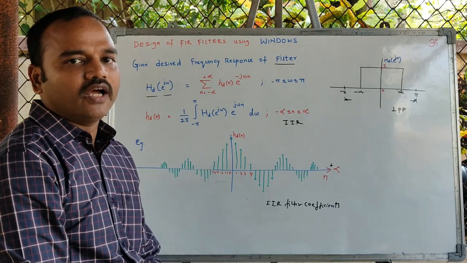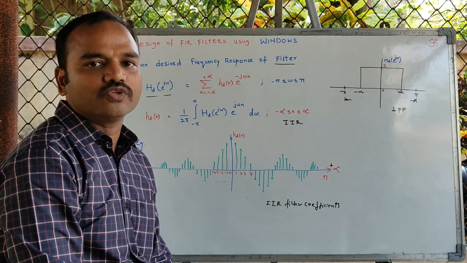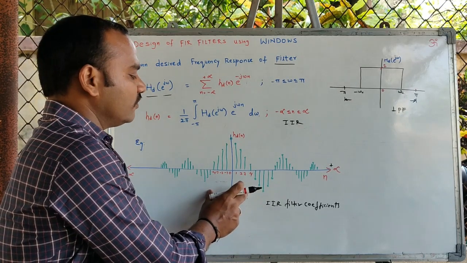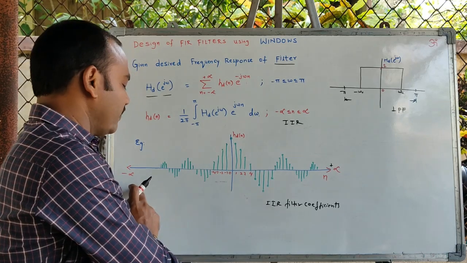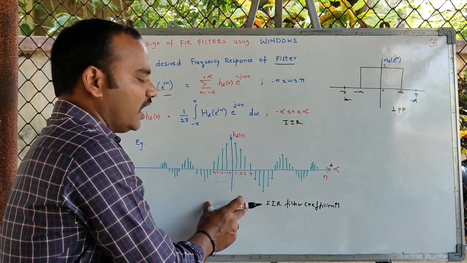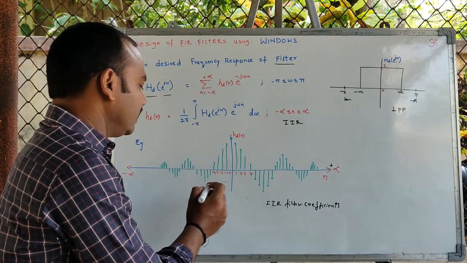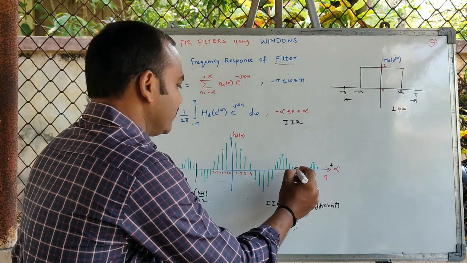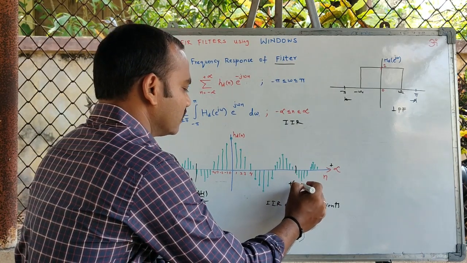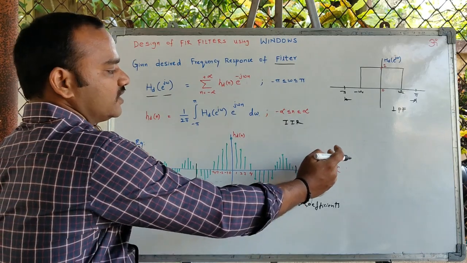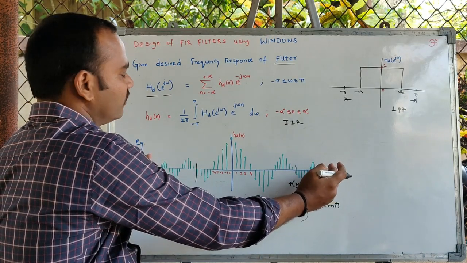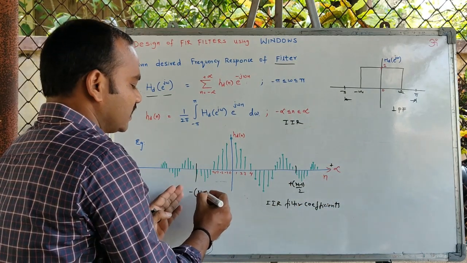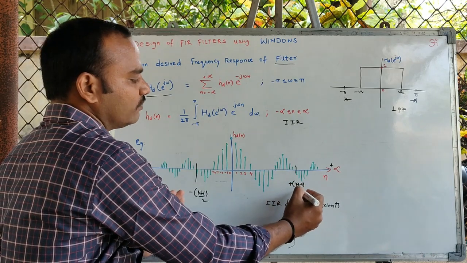In the last lecture, we saw the design of FIR filters using the Fourier series method, where the filter coefficients extending from minus infinity to plus infinity are abruptly truncated to the interval minus (N minus 1) by 2 to plus (N minus 1) by 2. That is, from the infinite samples of the filter coefficients, we have taken only samples from minus (N minus 1) by 2 to plus (N minus 1) by 2.